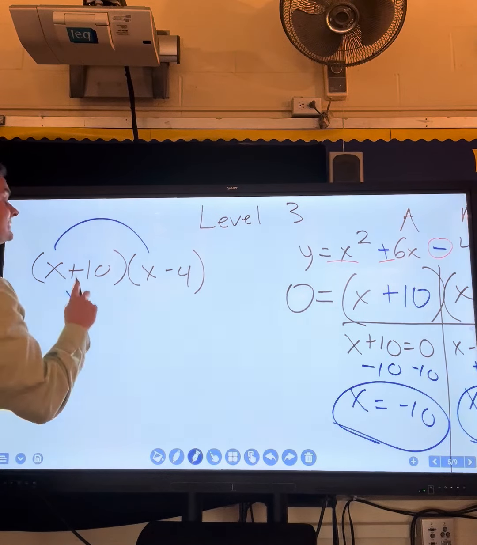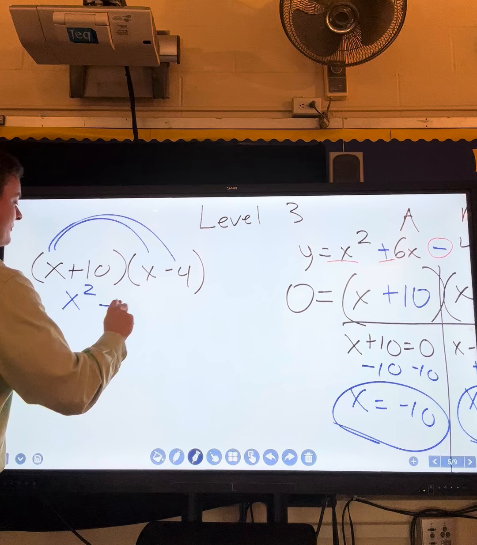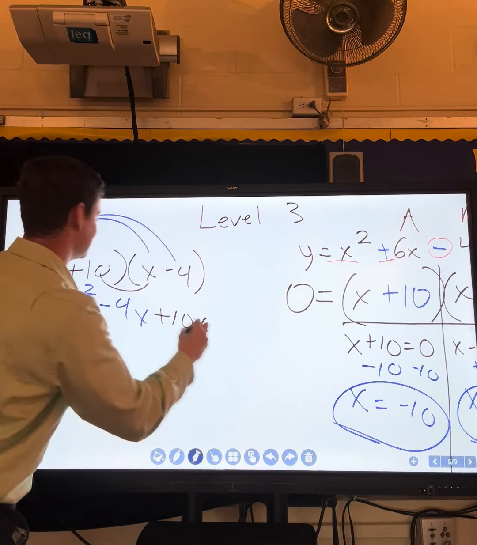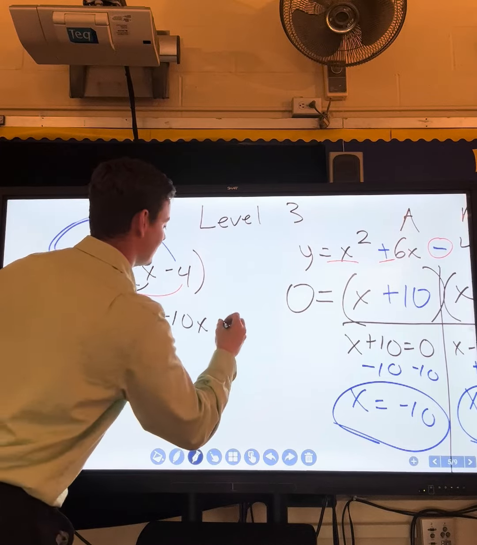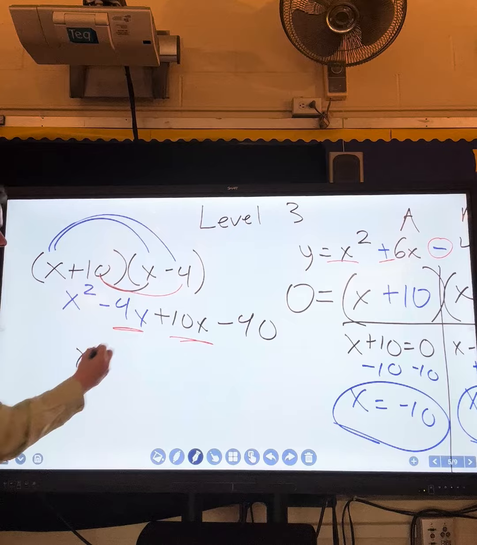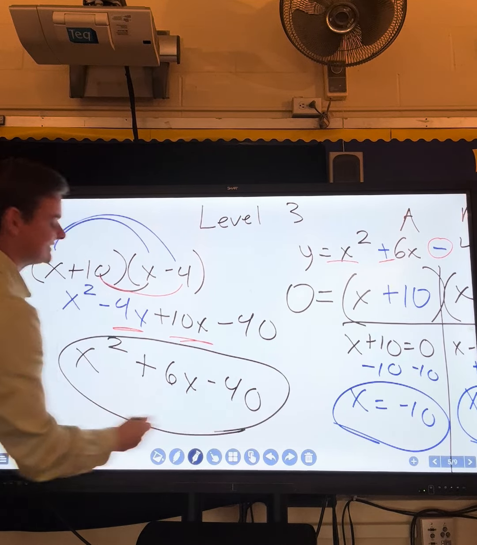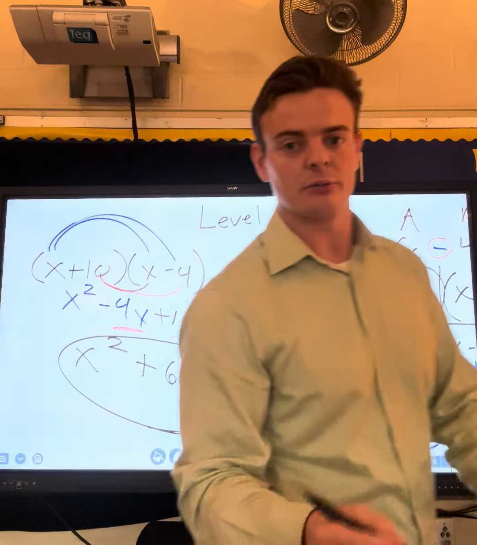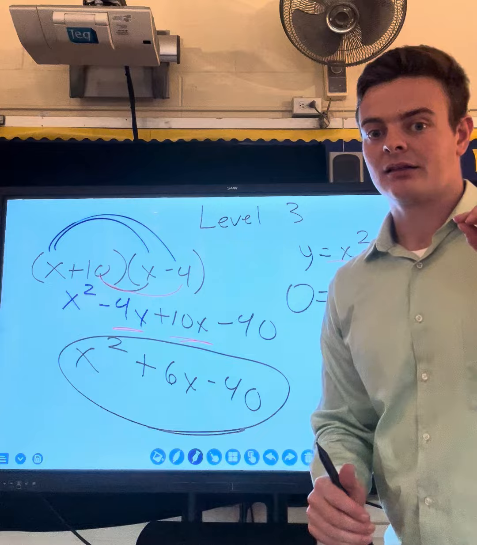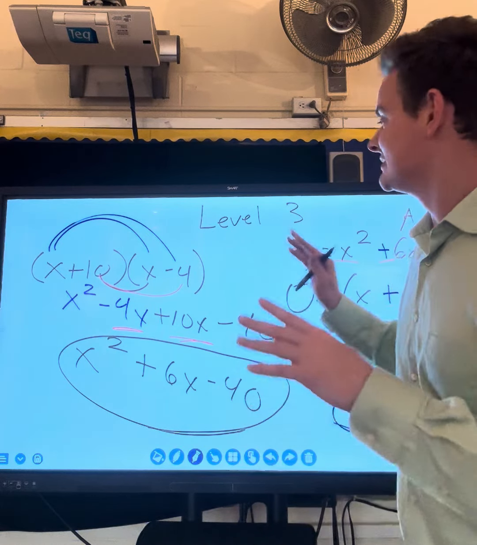X times x is x squared. X times negative 4 is negative 4x. 10 times x is positive 10x. 10 times negative 4 is negative 40. I can combine my two like terms in the middle. X squared plus 6x minus 40, which is exactly what I started with, so I must have factored correctly. Hope that made sense. You can check any of them doing the exact same method.